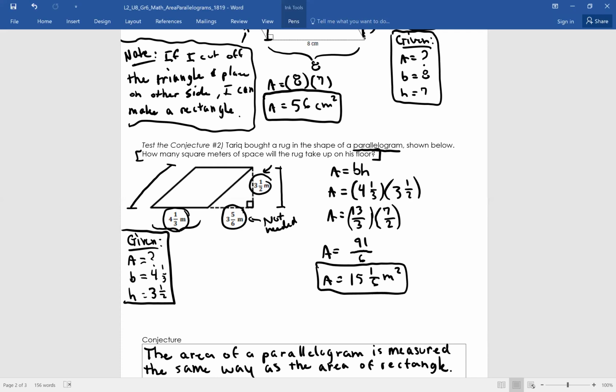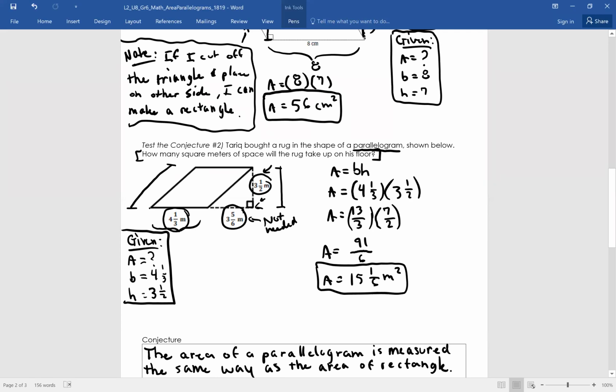So let's go ahead and look at what we did. It says to reboard a rug in the shape of a parallelogram. Cool. How many square meters of space will the rug take up on his floor? That's what the area is, how much space it takes up. And we notice that this triangle drawn on the side with the dotted lines isn't really there. It's just used to help us find other measurements, okay? The solid line, which is the parallelogram, is the actual figure.